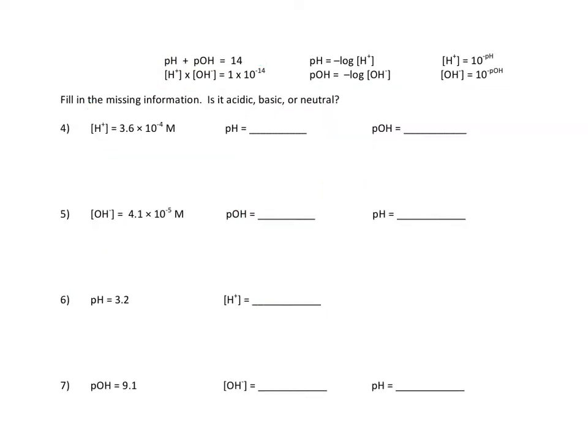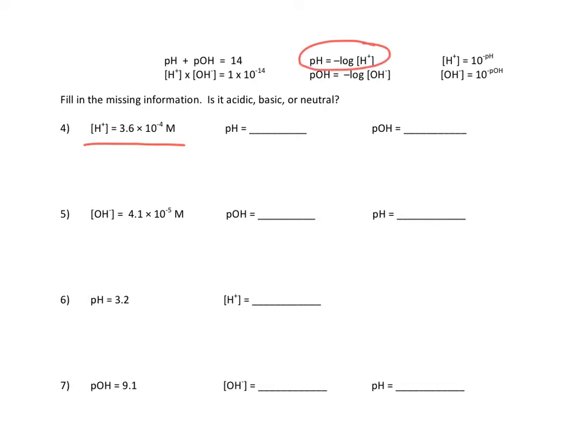Alright, so here's something else. This is the H plus concentration, which is sort of the active ingredient in an acid. The higher the H plus concentration, the more acidic it is. And the more acidic it is, the lower the pH. Anyway, the way we calculate pH, it is the negative log of H plus.